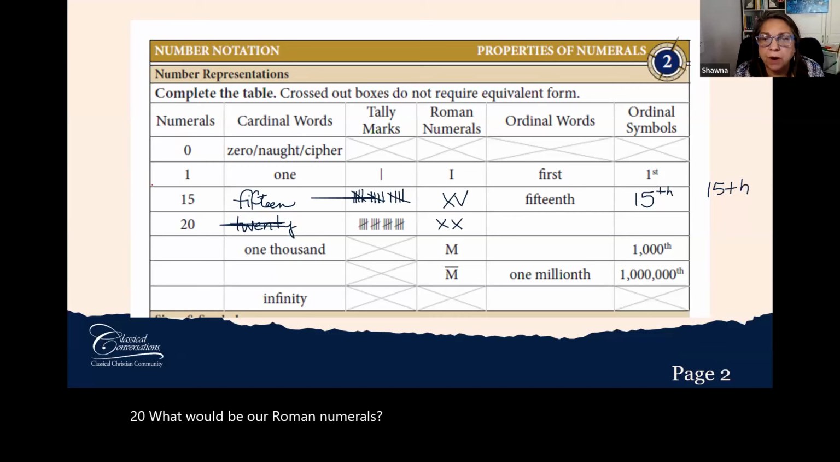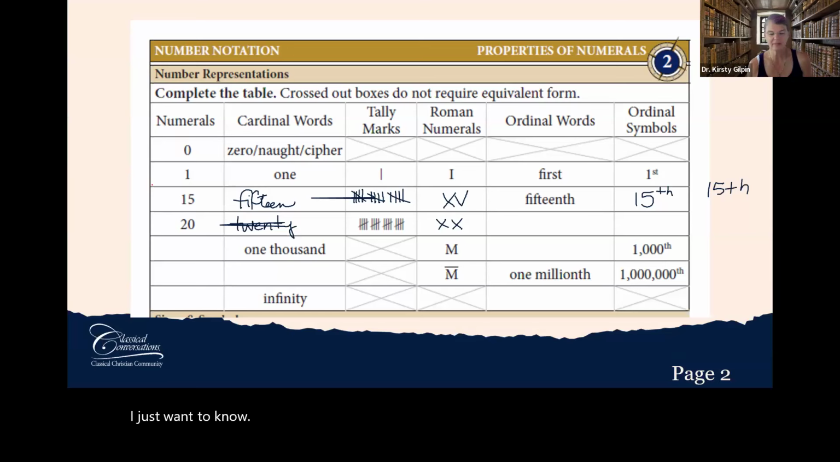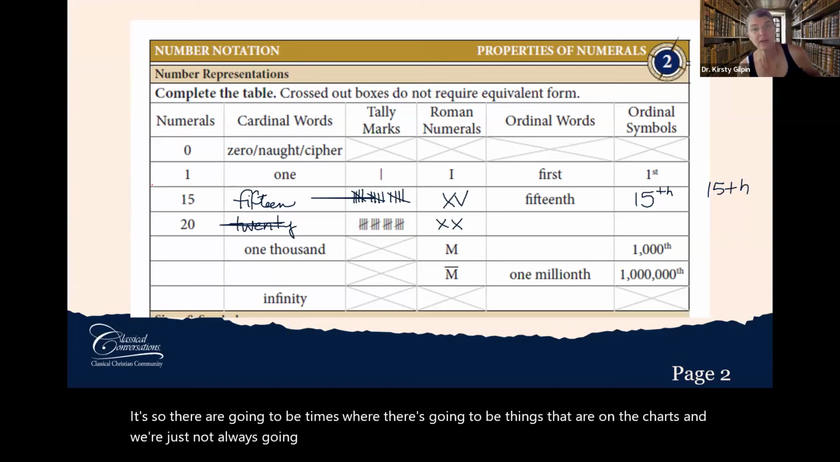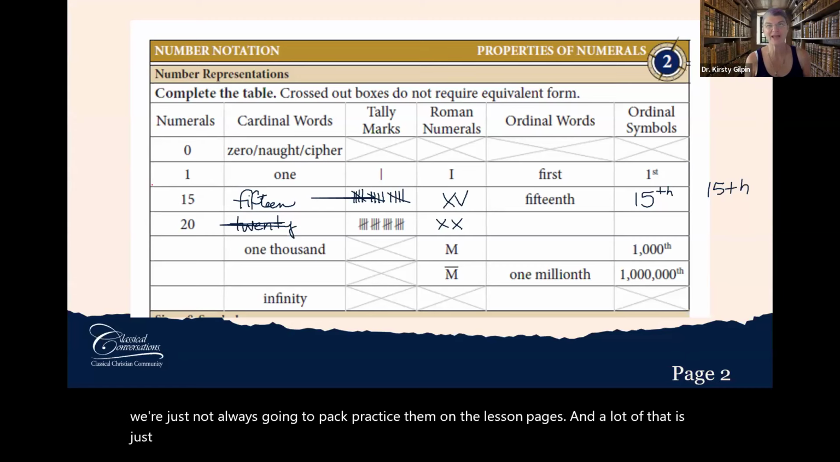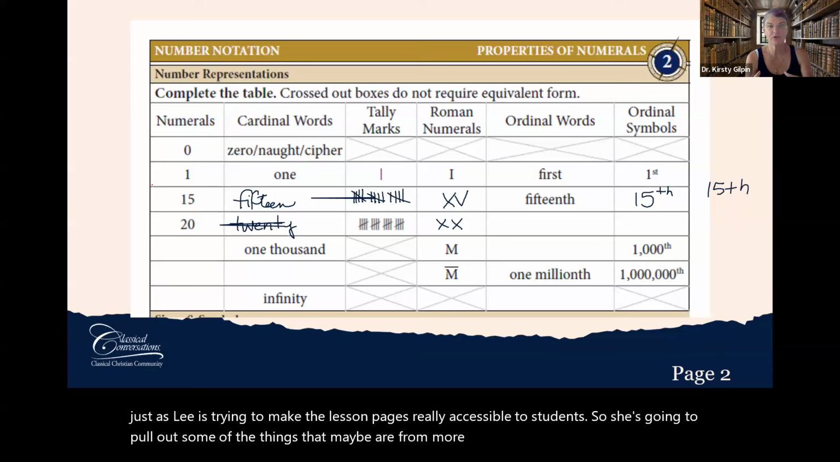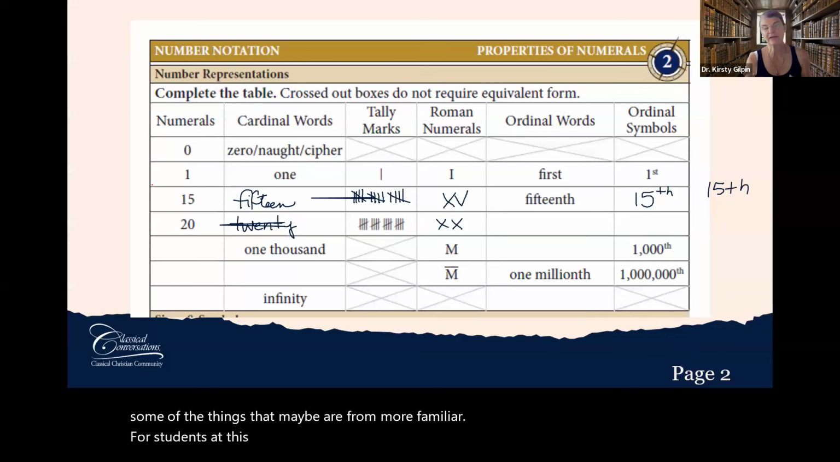Jackie is asking why is there no ordinal word for 0 on page 2, but chart 2.2 says the ordinal word is 0th. And Heidi asks, why do we not fill in ordinal word symbols when it shows them on chart C2? There are going to be times where there are things on the charts and we just don't practice them on the lesson pages. A lot of that is just as Leigh is trying to make the lesson pages really accessible to students. Pull out some of the things that maybe are more familiar for students at this point, and then add things in over time.